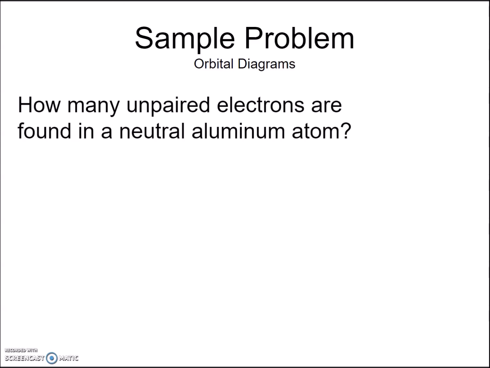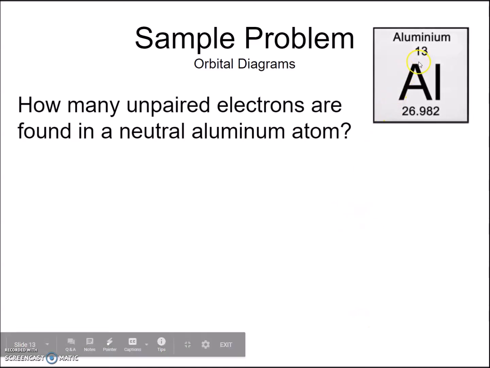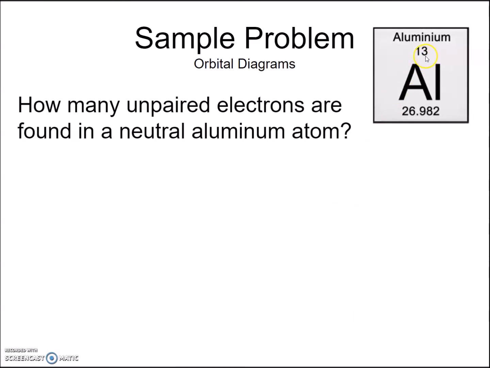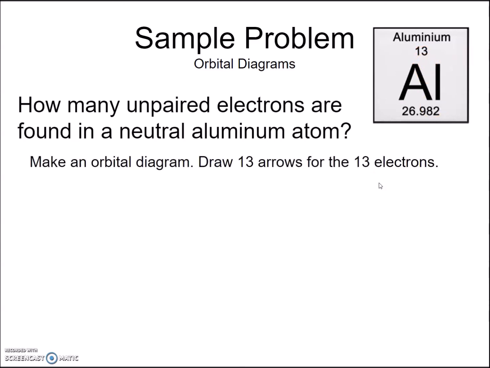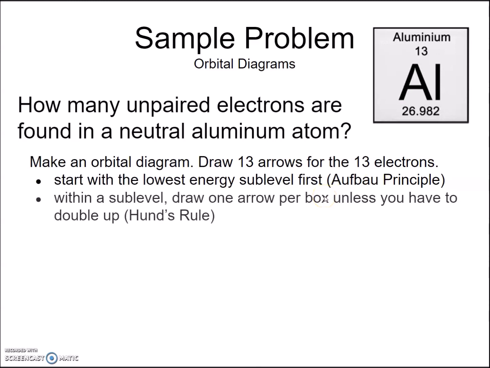How about this? How many unpaired electrons are found in a neutral aluminum atom? We're going to follow the exact same strategy, but aluminum has a different atomic number. Aluminum's atomic number is 13, not 16. We'll make an orbital diagram, drawing 13 arrows for the 13 electrons. We'll start with the lowest sublevel first. That's the Aufbau principle. Within a sublevel, draw 1 arrow per box, unless you have to double up, Hund's rule.